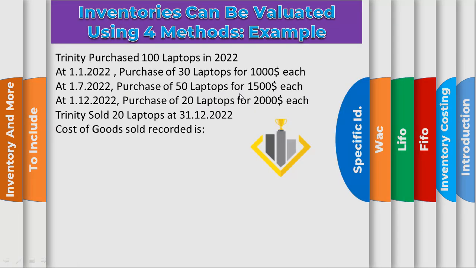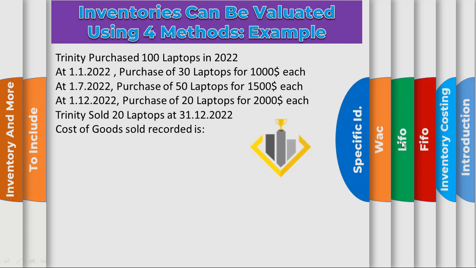Let's have examples. Trinity purchased 100 laptops, 30 of them at 1.1 for $1,000 each, 50 of them at 1.7 at $1,500, and 20 of them at 1.12 for $2,000. Trinity sold 20 laptops at 31.12.2022. Cost of goods sold recorded is.